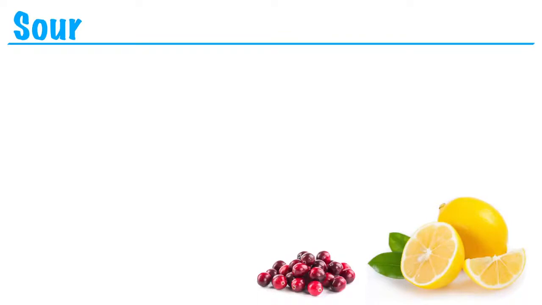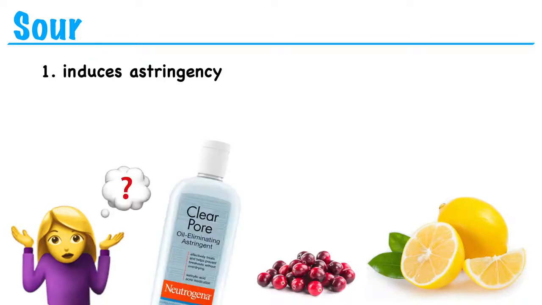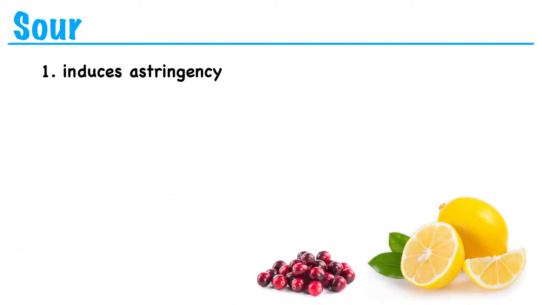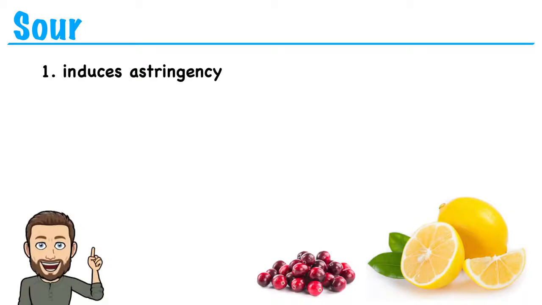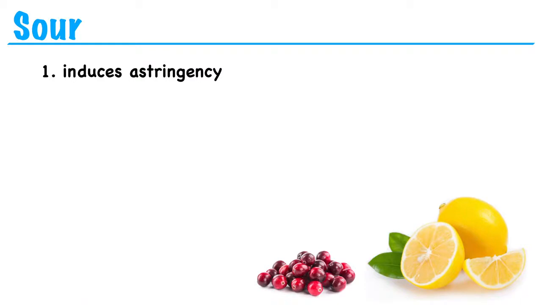So with sour, we say that the sour flavor induces astringency. But what does that even mean, induce astringency? No, not that. When we say induce astringency, we mean that these herbs prevent or stop the abnormal leakage of qi and fluids. So, more simply stated, sour herbs stop leakage.